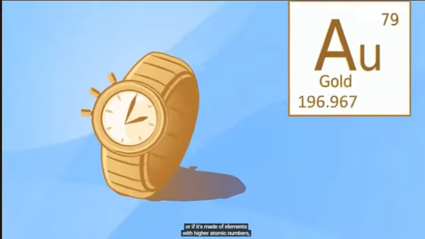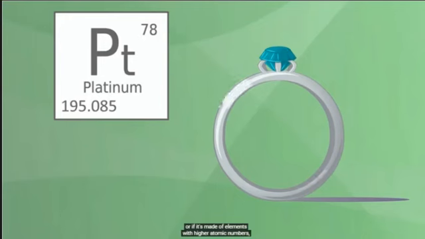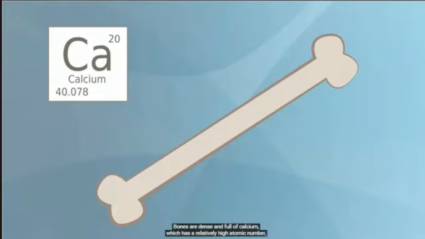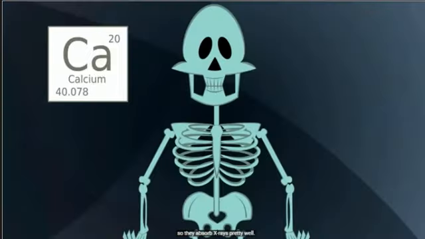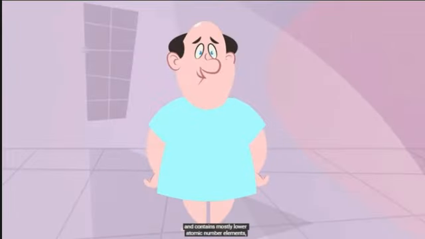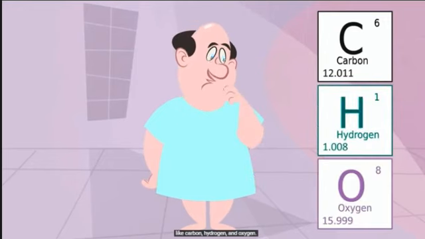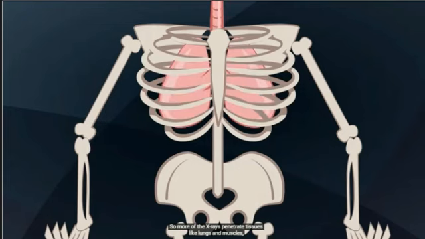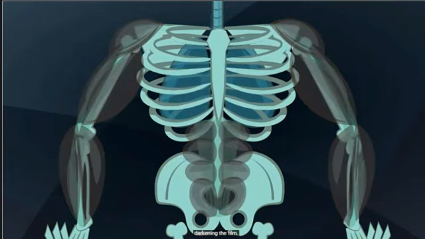Collisions are more likely if a material is dense, or if it's made of elements with higher atomic numbers, which means more electrons. Bones are dense and full of calcium, which has a relatively high atomic number, so they absorb X-rays pretty well. Soft tissue, on the other hand, isn't as dense and contains mostly lower atomic number elements like carbon, hydrogen, and oxygen. So more of the X-rays penetrate tissues like lungs and muscles, darkening the film.